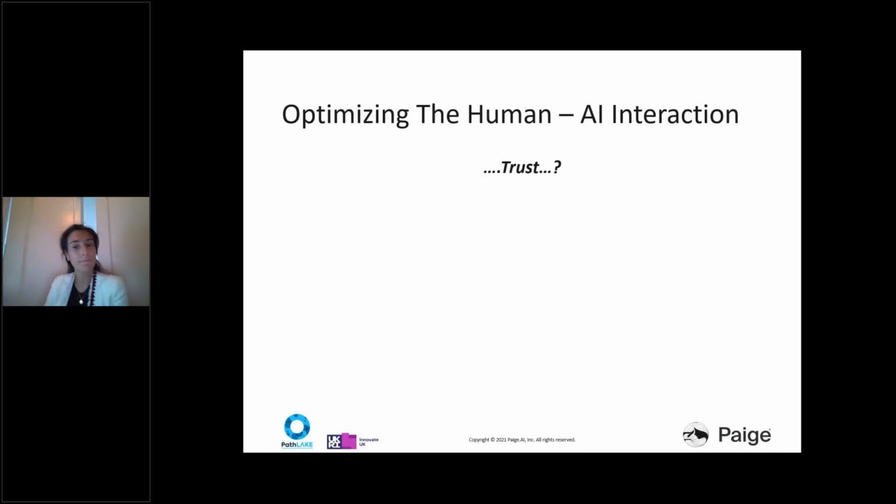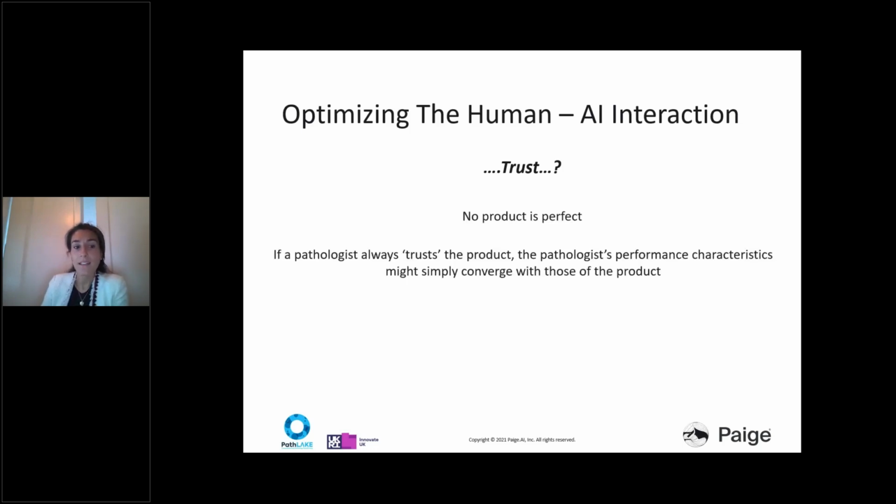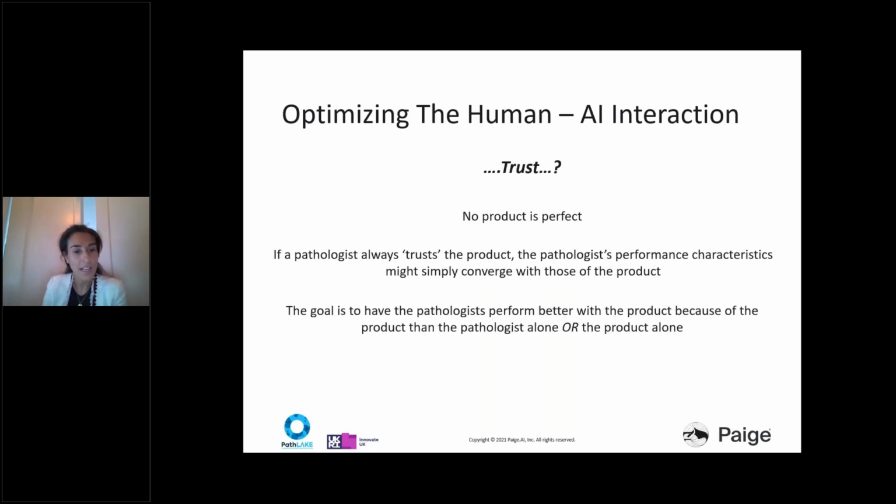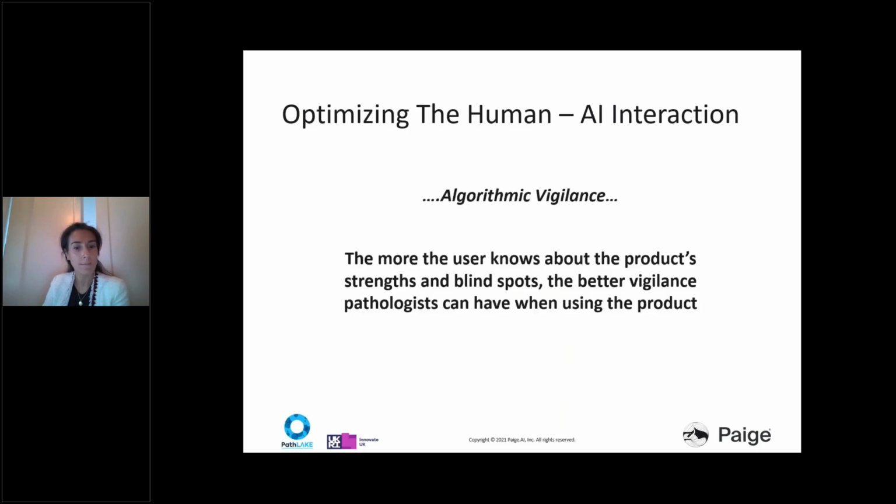Is it about trust? I'd observe that no product is perfect. And if a pathologist always trusts the product, the pathologist's performance characteristics might simply converge with those of the product. And the goal is to have the pathologist perform better with the product because of the product than the pathologist alone or the product alone. And so I'd advocate that what we really want is algorithmic vigilance, not blind trust. So how do we get to this state of algorithmic vigilance, where the pathologist knows when to correct the product?